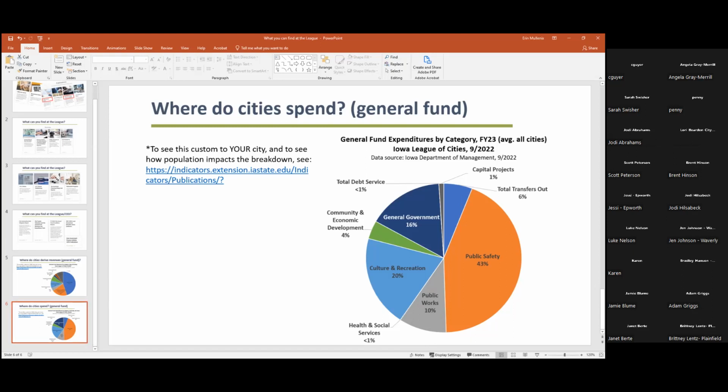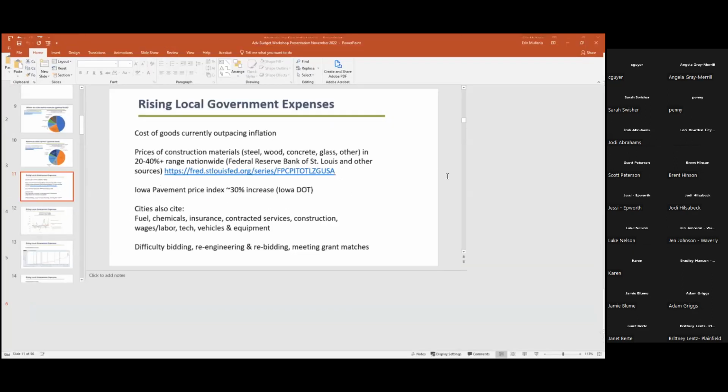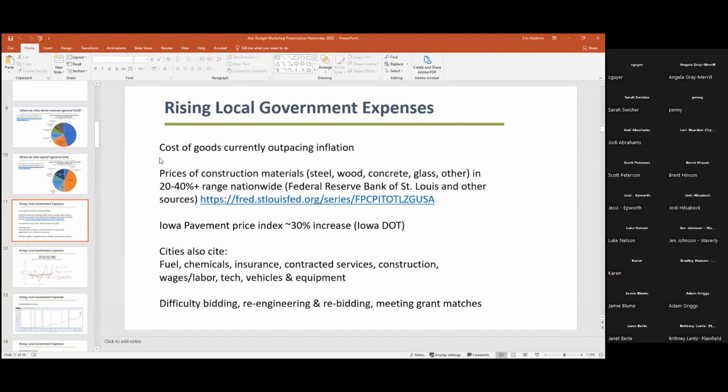And just really quickly, these are some slides that are coming to you shortly in our budget workshop series. I wanted to quickly talk about rising local government expenses. We already know that the cost of goods is outpacing inflation at the moment, and this changes pretty quickly. The price of construction materials, as many of you probably painfully know as you're looking at doing your budget, has gone up. I included a link here.